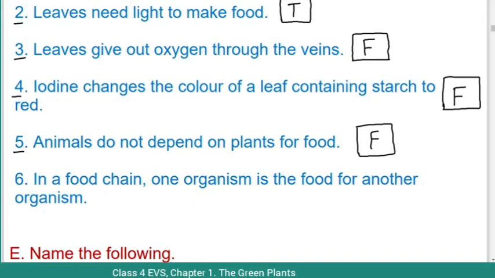Sixth one, in a food chain, one organism is the food for another organism. One organism is a food for another organism. This is true.